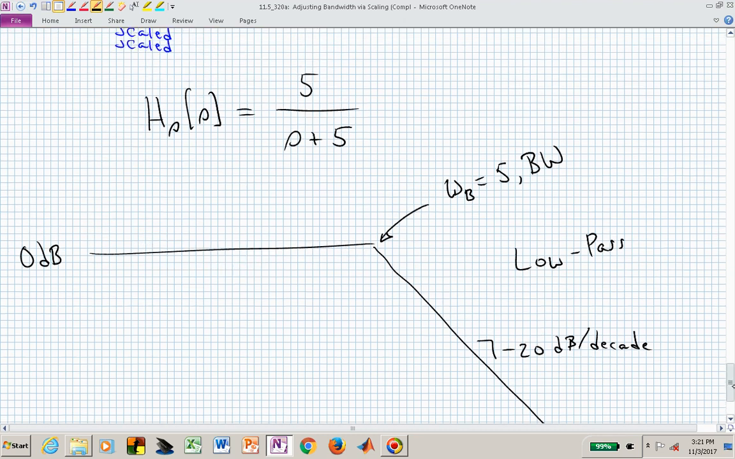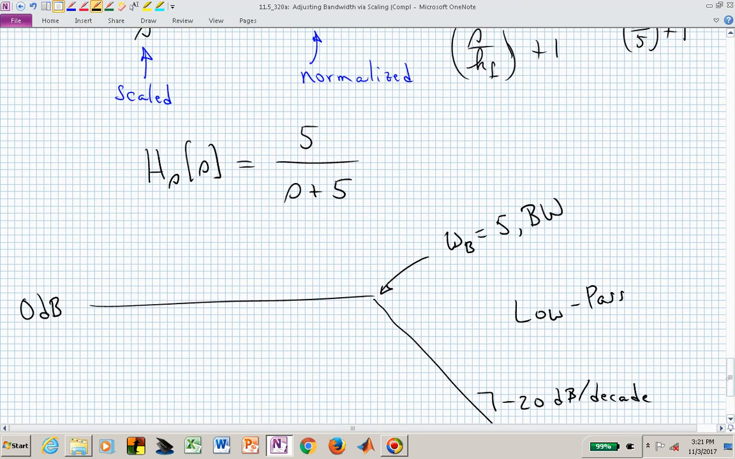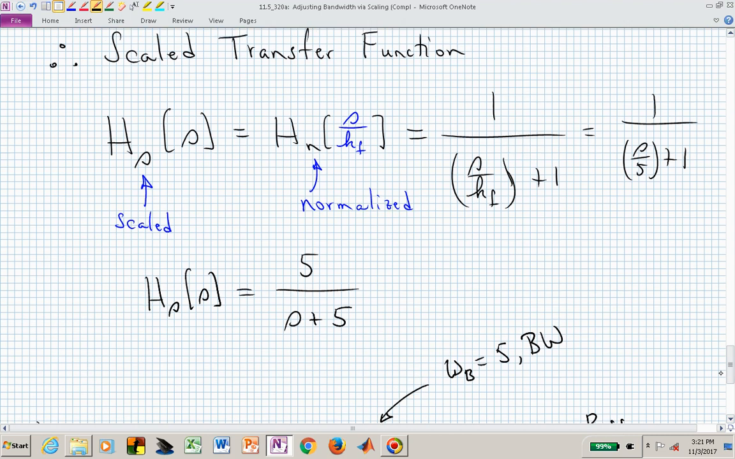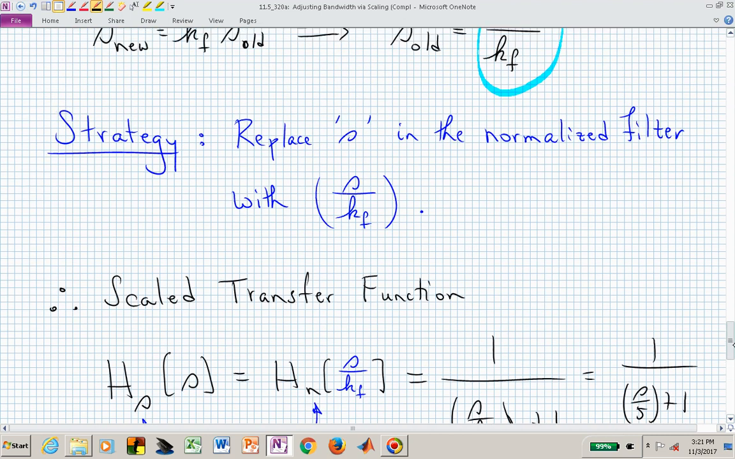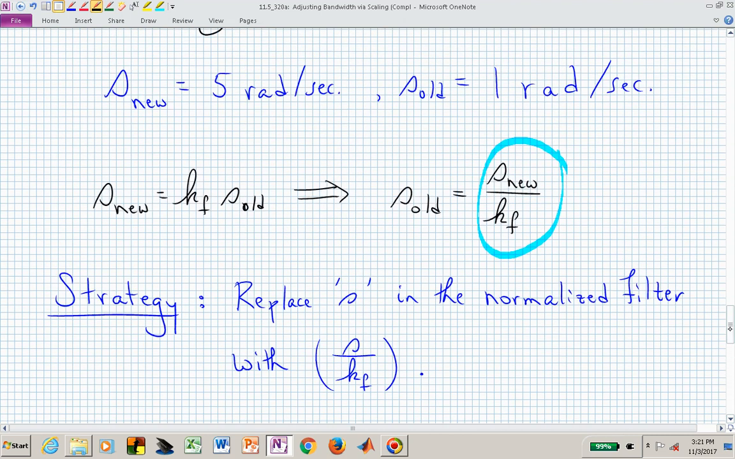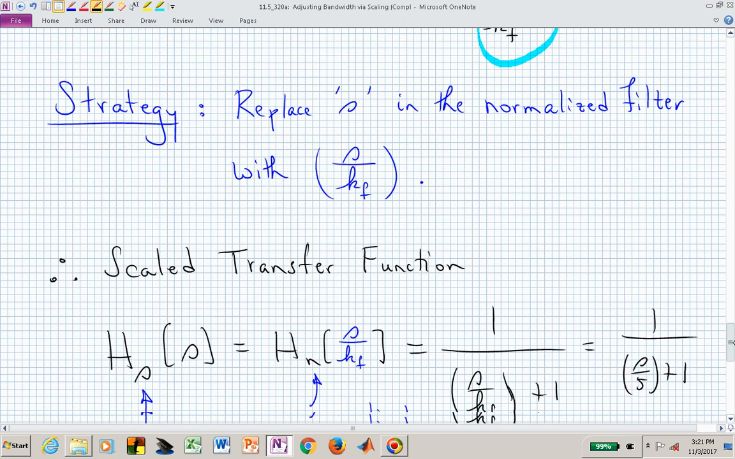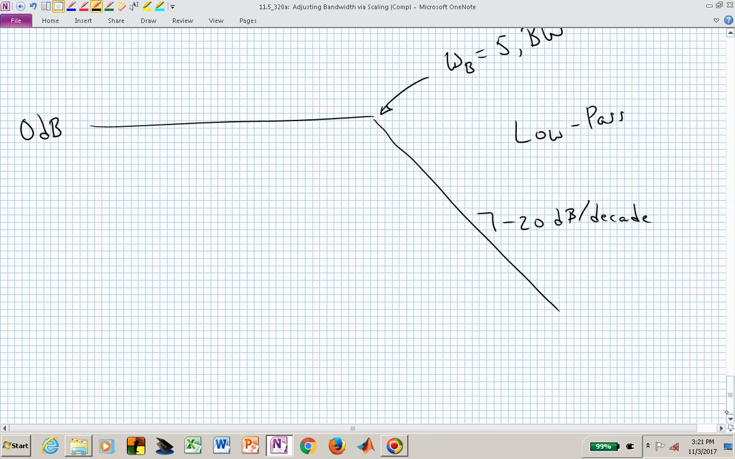And that's now how we can frequency scale a normalized transfer function. We simply have to identify the frequency scaling factor, and then everywhere we had an S in our initial transfer function, we replace it with this scaled S expression, S over K sub F. And that's how we would frequency scale a generic transfer function.